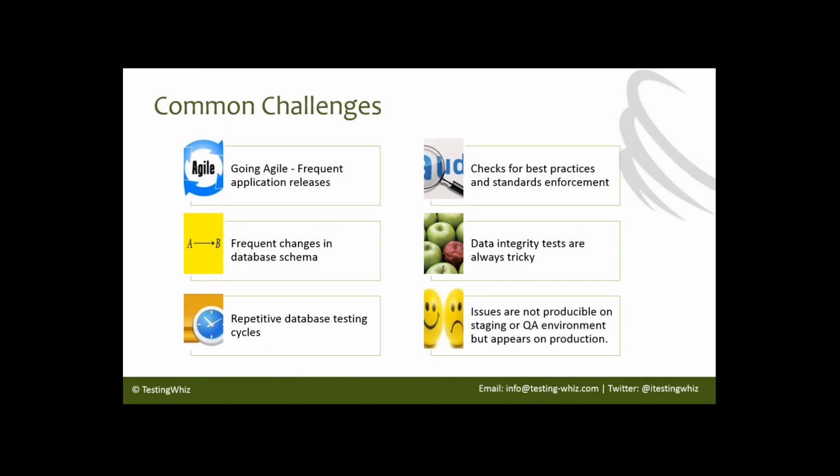And finally, a lot of issues could be categorized as reproducible at random, reproducible sometimes, reproducible only on production, and may not be reproduced on QA or development environment. So how do we make sure that we get rid of this kind of issues and challenges?